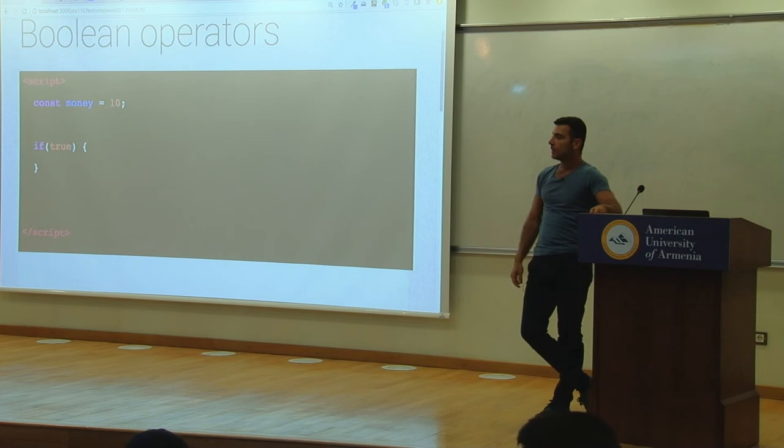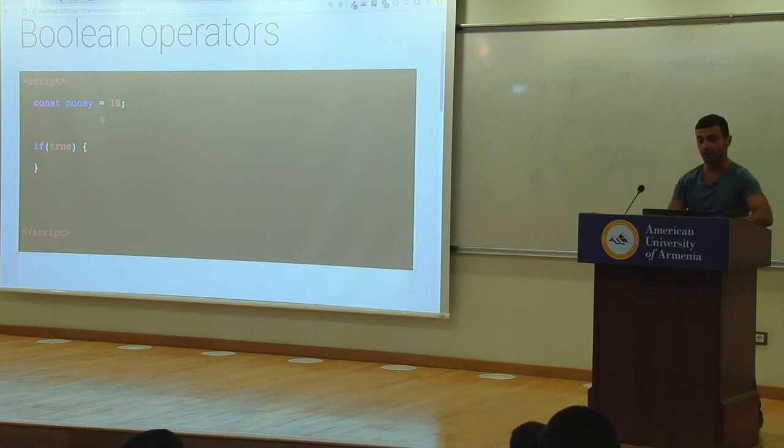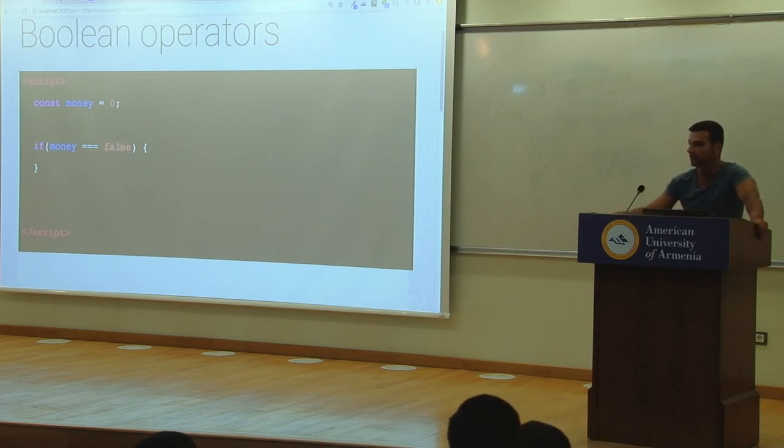So if money equals zero, and we write money triple equals false. Okay, so watch. It's a very good question. He's saying, suppose we have this, and then we want to do money triple equals false. My question to you: is the value of money the same exact value as this? No. So what is the answer?